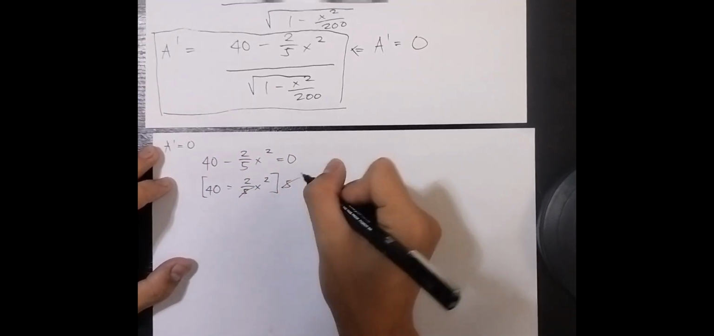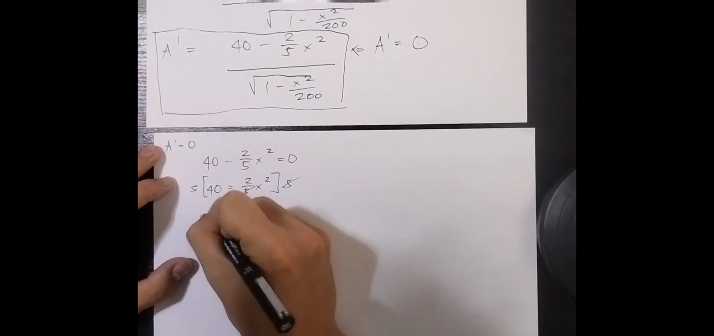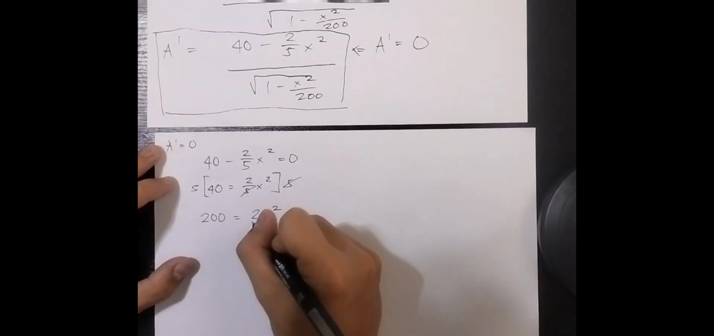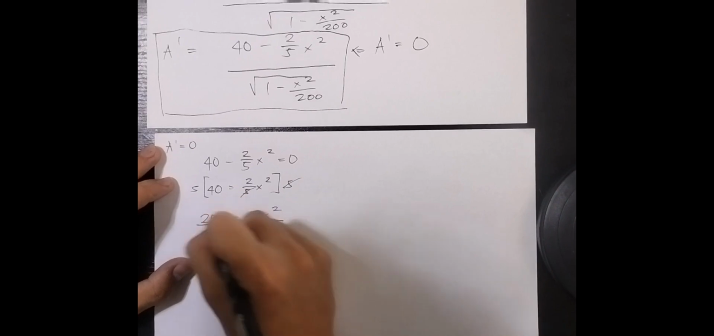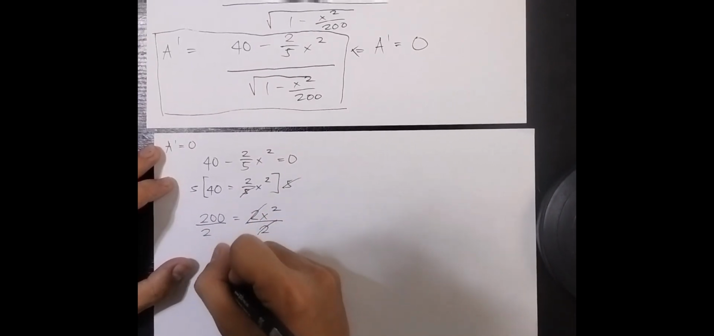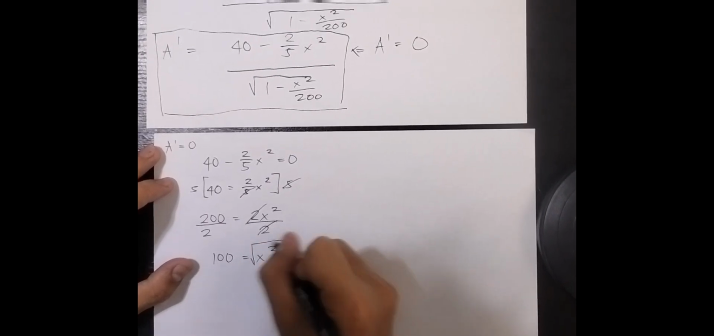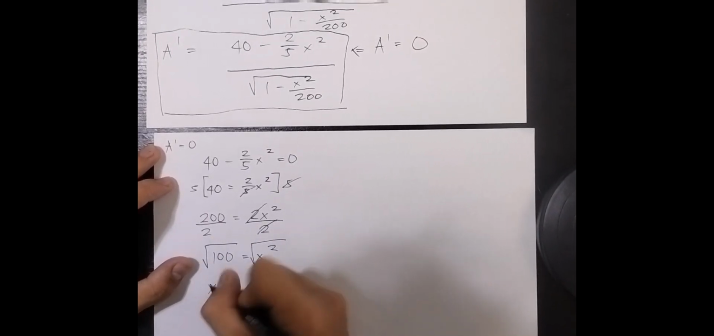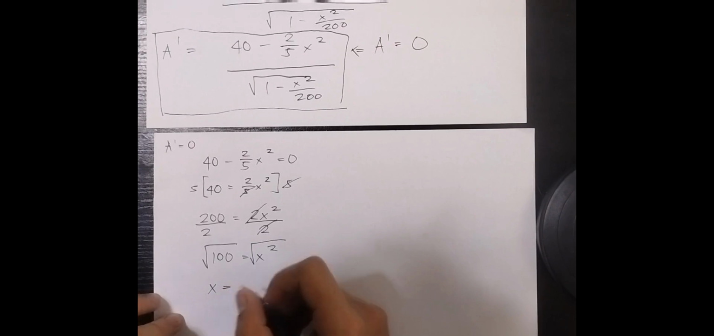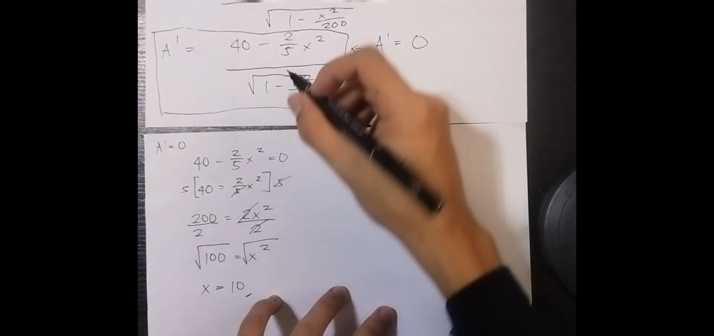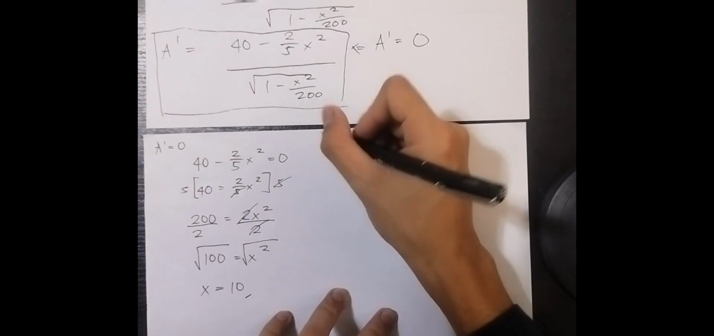Multiply both sides by 5 to eliminate 5. So it will become 200 is equal to 2x squared. Divide both sides by 2. It becomes 100 is equal to x squared. And the square root of 100 is equal to 10. That's our first critical number.